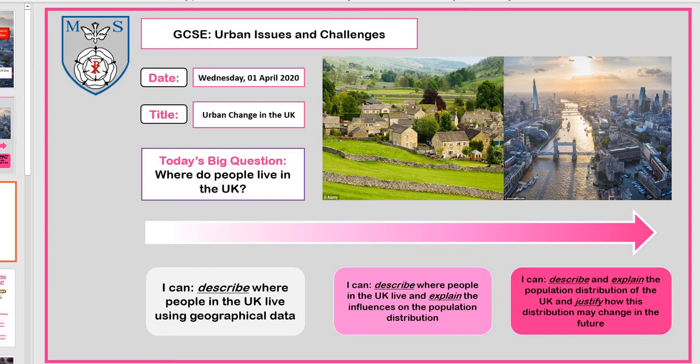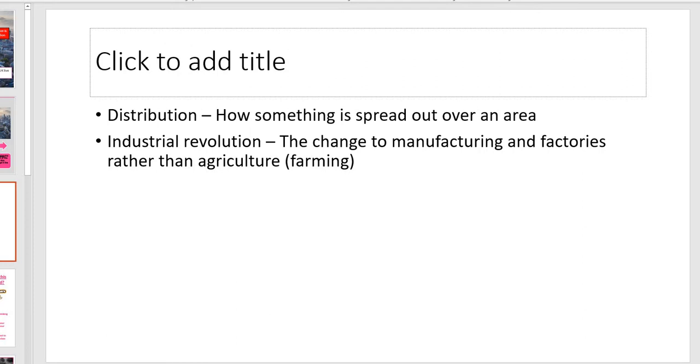Now we've just got a little bit of vocabulary to make sure we understand before we get started. So the first word I want us to have a look at is distribution. Now this word is something that throws a lot of you when we do exam questions, but it simply means how something is spread out over an area. So when you're writing about distribution, you're going to be talking about place names using compass directions.